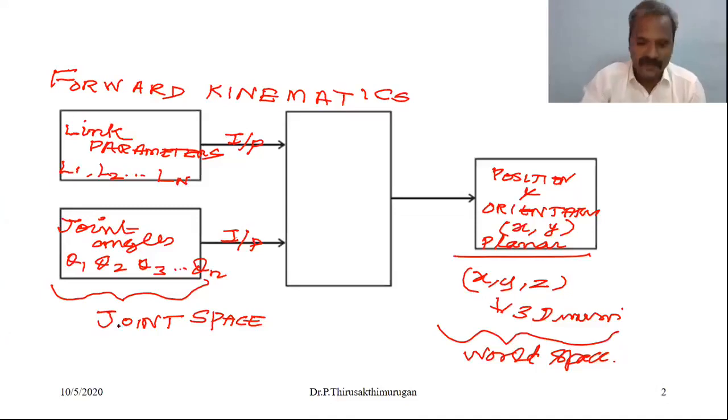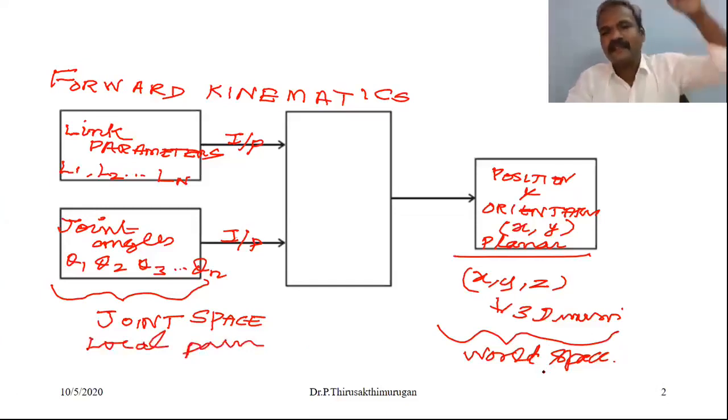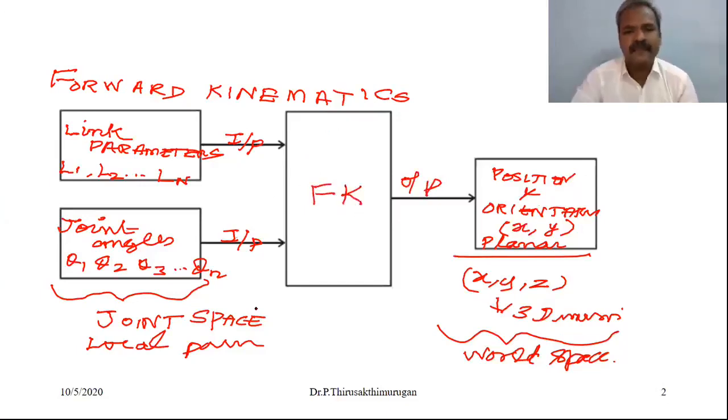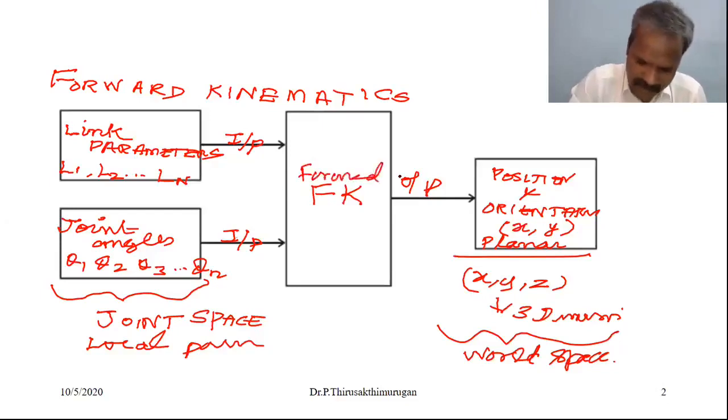So these joint spaces are called local parameters. So the world space is the end of arm position. So if link parameters are given, joint angles are given, when we get the output, when we estimate the output as a position and orientation, this kinematics is called forward kinematics. Okay, let's write forward kinematics.